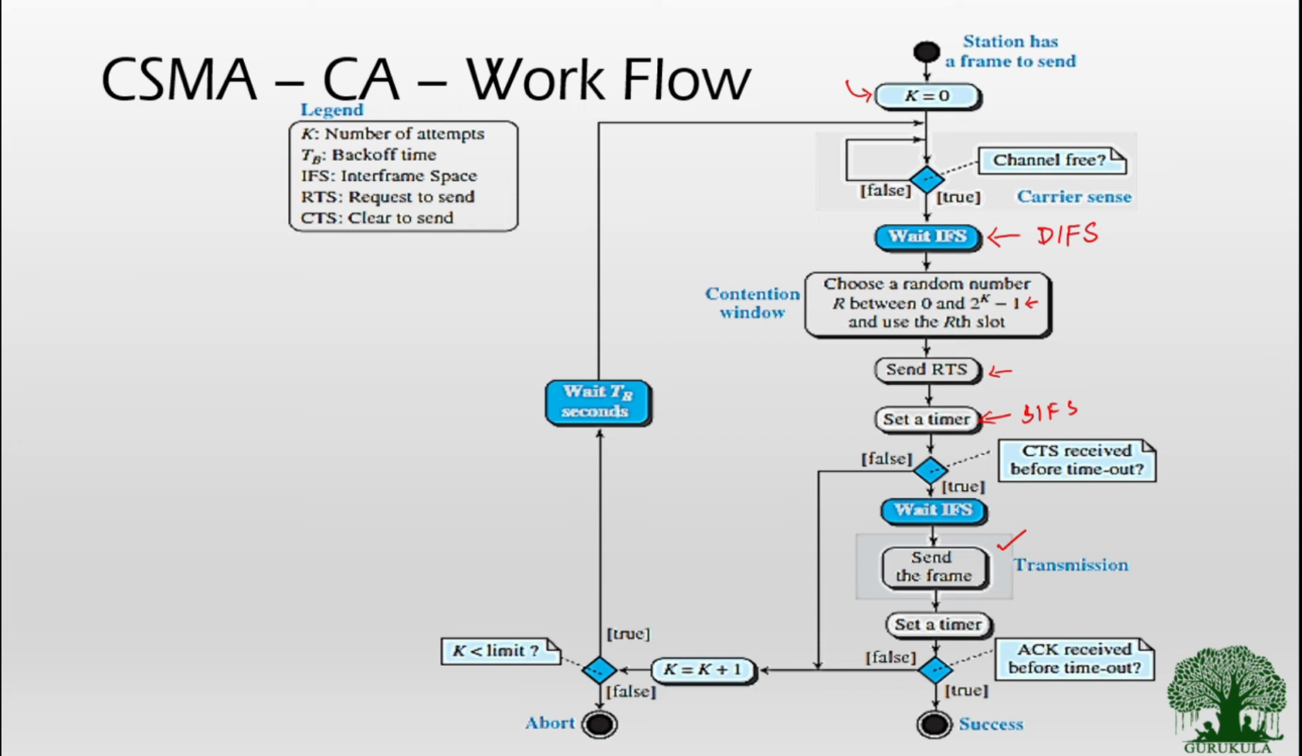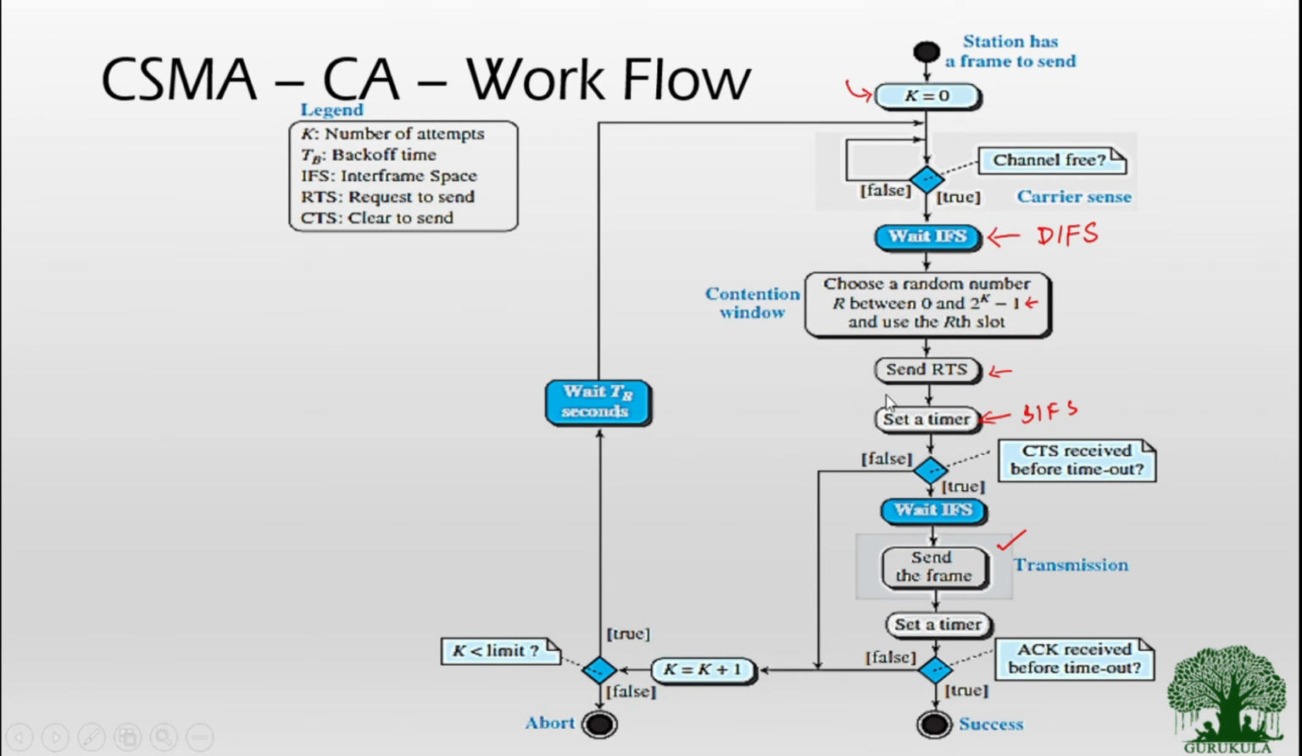Next, in case we don't get any CTS signal from the destination, then we have to increment the number of attempts by 1, and then check whether we have already reached the maximum number of attempts. If not, we can retry the entire procedure. If we reach the maximum number of attempts, then we abort the transmission, assuming that there is a permanent failure in the network.